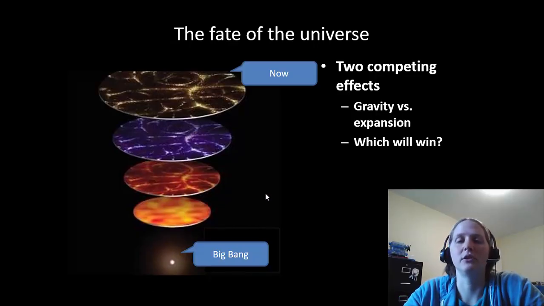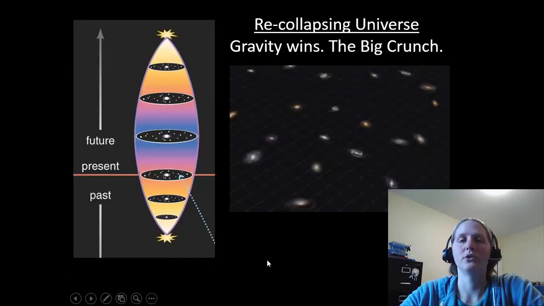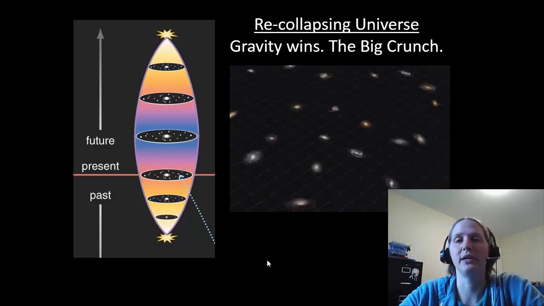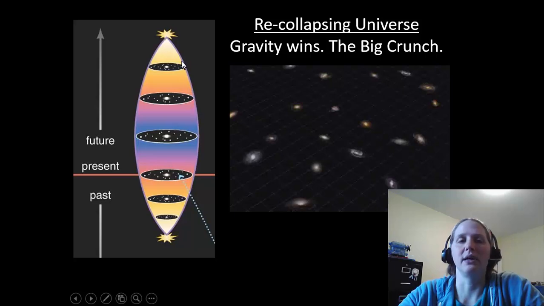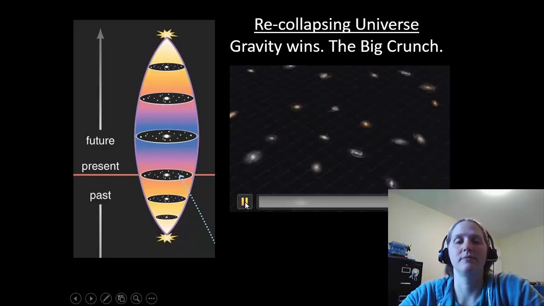So what will happen in the future? Will expansion be the dominant effect, or will it change, and will gravity win? So our first model, our first idea of what might happen to the universe is called the recollapsing universe. And it's the idea that after the Big Bang, expansion was winning, but then there was enough mass and enough gravity that gravity will start to win and pull everything back into a big crunch. So here's an animation of the big crunch.